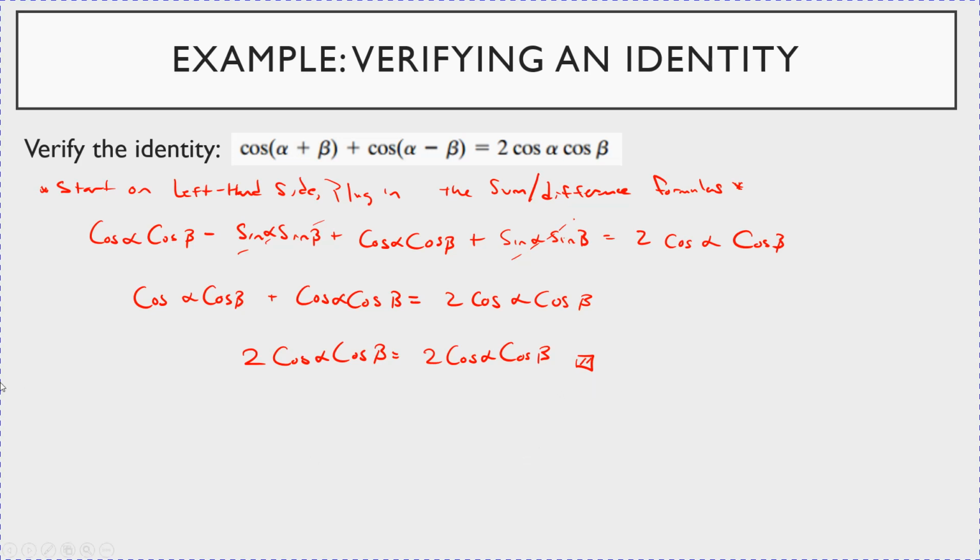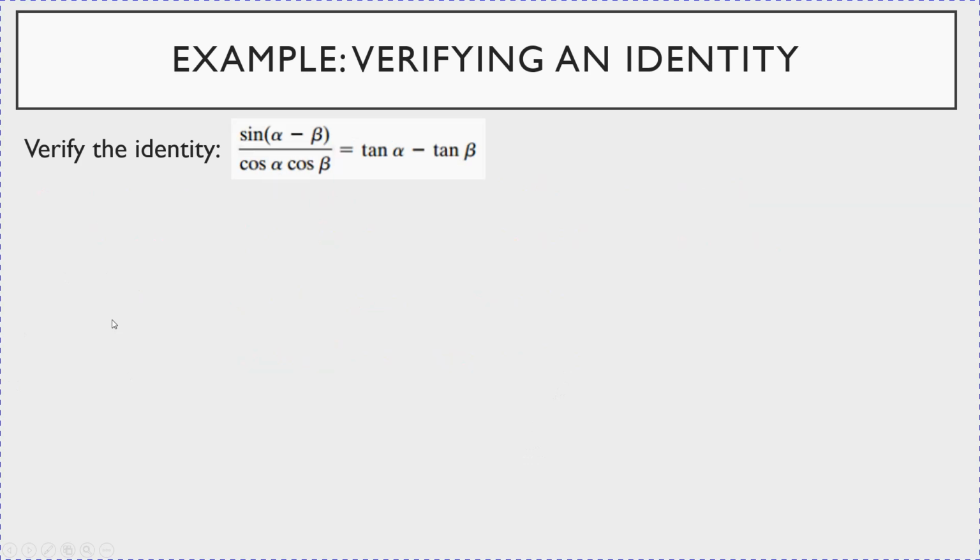All right, let's try this one. We'll do another one here. All right, so let's verify that sine of alpha minus beta divided by cosine alpha cosine beta is equal to tangent of alpha minus tangent of beta. All right, so right off the bat, you're going to work with the left-hand side, okay? You're going to substitute in the difference formula here.